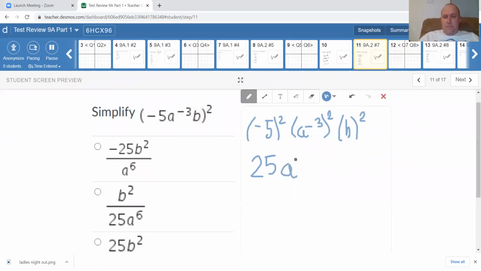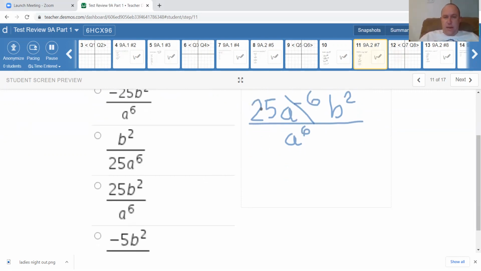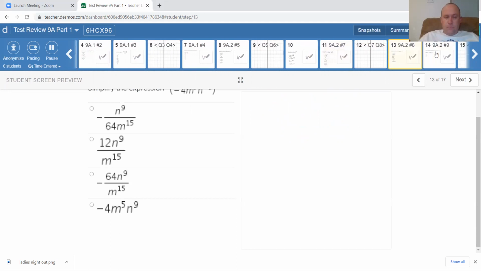-3 times 2 is -6. And b to the power of 2 is just b to the power of 2. Once again, any negative exponents, you're just going to switch their position and make them positive. So I believe I said it was answer choice 3. And there you go. You can see that that's true.